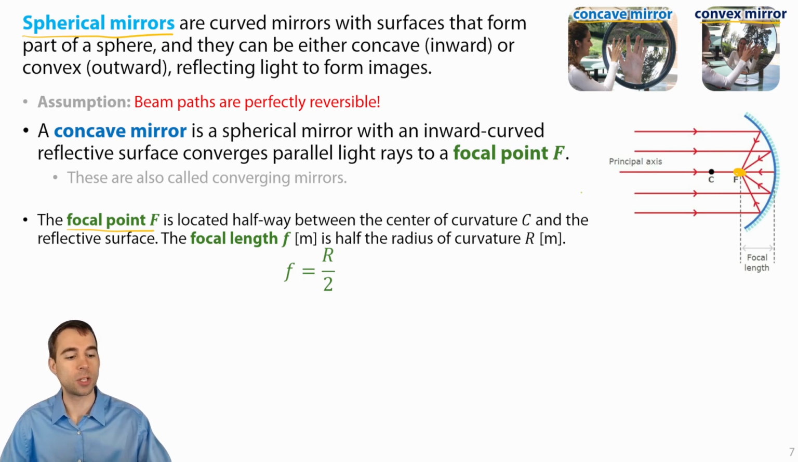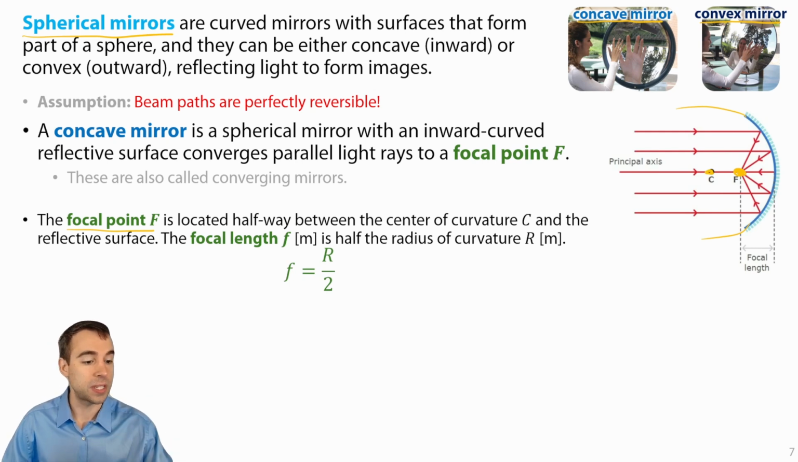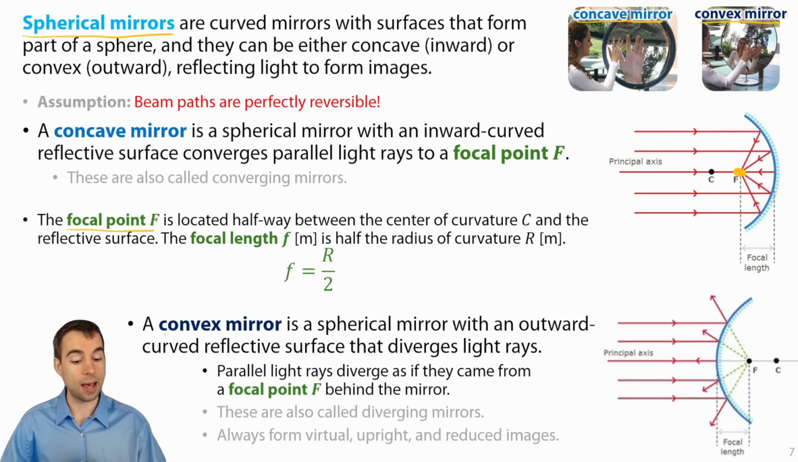So this spherical mirror is basically a circle, right? And the center of that circle we would call the center of curvature, and it has a specific radius of curvature associated with that center of curvature, and the focal point is halfway between the center of curvature and the reflective surface of the mirror. On the other hand, a convex mirror is a mirror that is curved outwards so that parallel light rays encountering that reflective surface will diverge. They will be sent outward in every direction if parallel light rays hit this reflective surface.